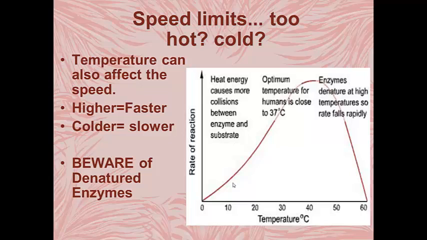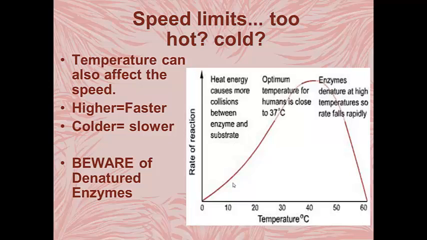Now, we talked about temperature and its effect on diffusion. It has the same effect on how enzymes work. Temperature can affect the speed. So the higher the temperature, the faster a reaction can happen, and the colder the temperature, the slower a reaction can happen.